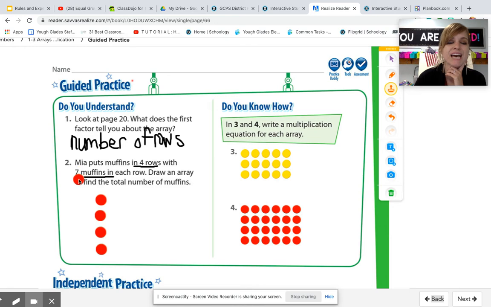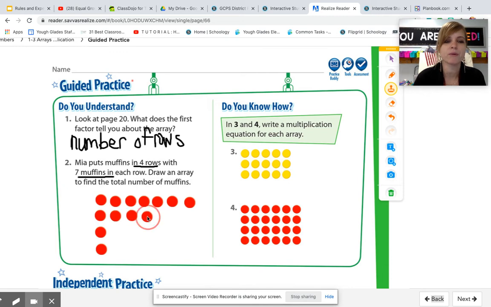I need to put 7 in each row. So I'm going to start with this one's number 1, so that's 2, 3, 4, 5, 6, 7. That's 7 there. And I need to repeat that and make them equal all the way down. Remember, I have 4 rows of 7. I'm going to try to line it up the best I can. 4 rows of 7.